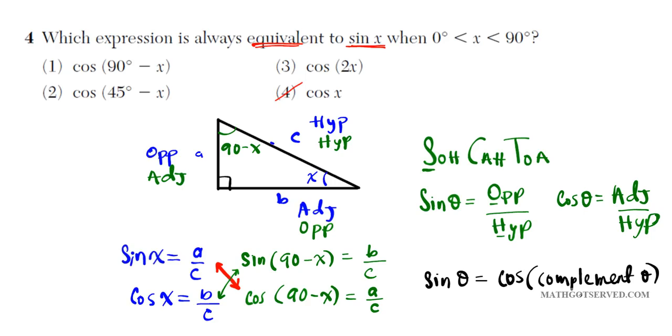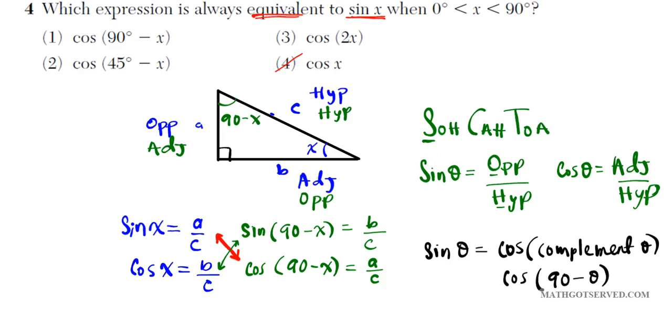Okay, what is the complement of theta? It is 90 minus theta. Remember, complementary angles are angles that add up to 90 degrees. So what is the answer here? We are asked for what is equivalent to sine x. Sine x, which is A over C, is equivalent to cosine 90 minus x, which is A over C also. All right, so our answer is option number 1.